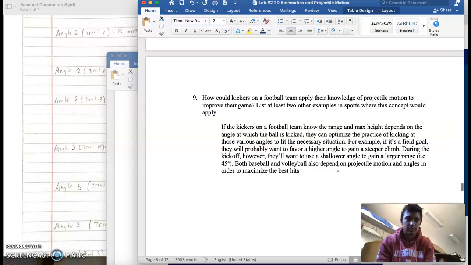And then kickers on a football team just maximize their kicking abilities through knowing what angle to kick at to match what the situation calls for.